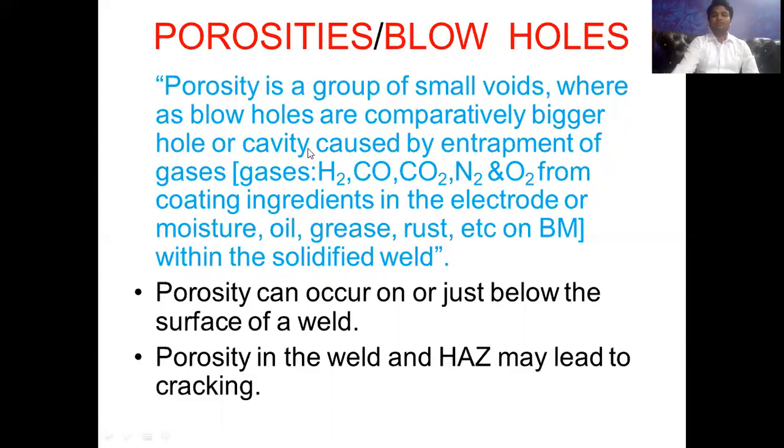Porosity is a group of small voids, whereas blowholes are comparatively bigger holes or cavities caused by entrapment of gases such as H2, CO2, N2 and O2 from coating ingredients in the electrodes or moisture, oil, grease, rust, etc. on base metal within the solidified weld. The porosities are the small voids caused due to the entrapment of the gases. Porosity can occur on or just below the surface of the weld. Porosity in the weld and HAZ may lead to cracking.